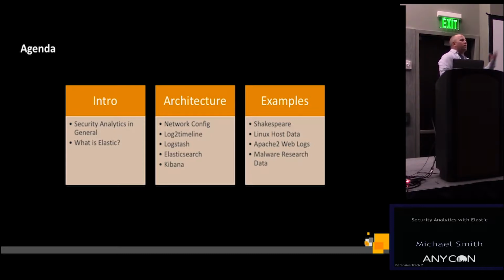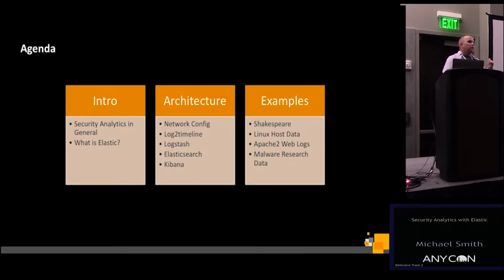All right. So I'm also going to talk about the architecture components in order to make the solutions work. Right? At a high level, there has to be some network configuration. Stuff's got to talk. Log to timeline is a Python application that we use to create timeline, super timeline events out of certain systems. I'm going to talk about how I use that sometimes. I'm going to talk about Logstash, then Elasticsearch, and then Kibana. Then I'm going to give you some examples.